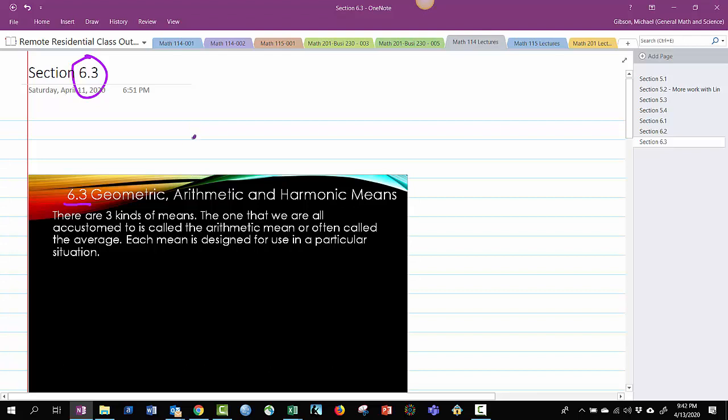And the good news here, the great news really even, we are almost finished. This is the last section of new material in the course. So this last section, 6.3, is about three different kinds of means. There's a geometric mean, an arithmetic mean, and a harmonic mean.